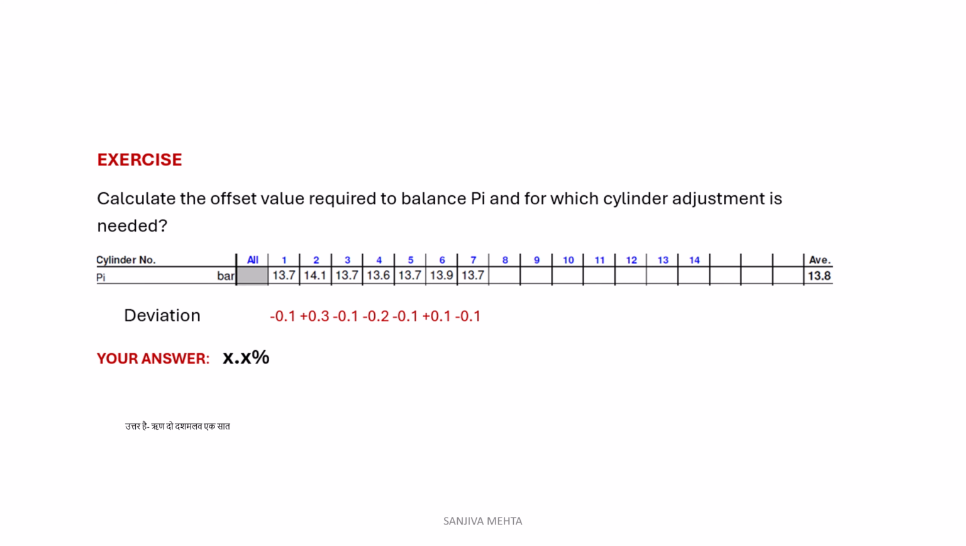Maximum deviation? 0.3. Number two unit. Know why to reduce it, isn't it? So it becomes minus 0.3 divided by 13.8 into 100. What is the answer? Tell me the answer. Okay, you can check.